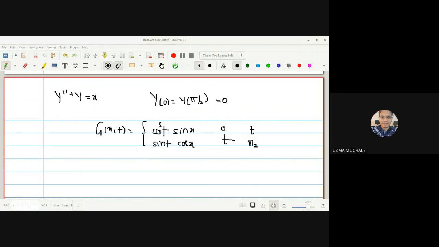Now we have been provided with the boundary value problem. What is the boundary value problem? y double dash plus y is equal to x. So the Green's function is already constructed. Now we have to find out the solution. The solution is given by y of x is equal to integration 0 to pi by 2 g of x, t phi of t dt.